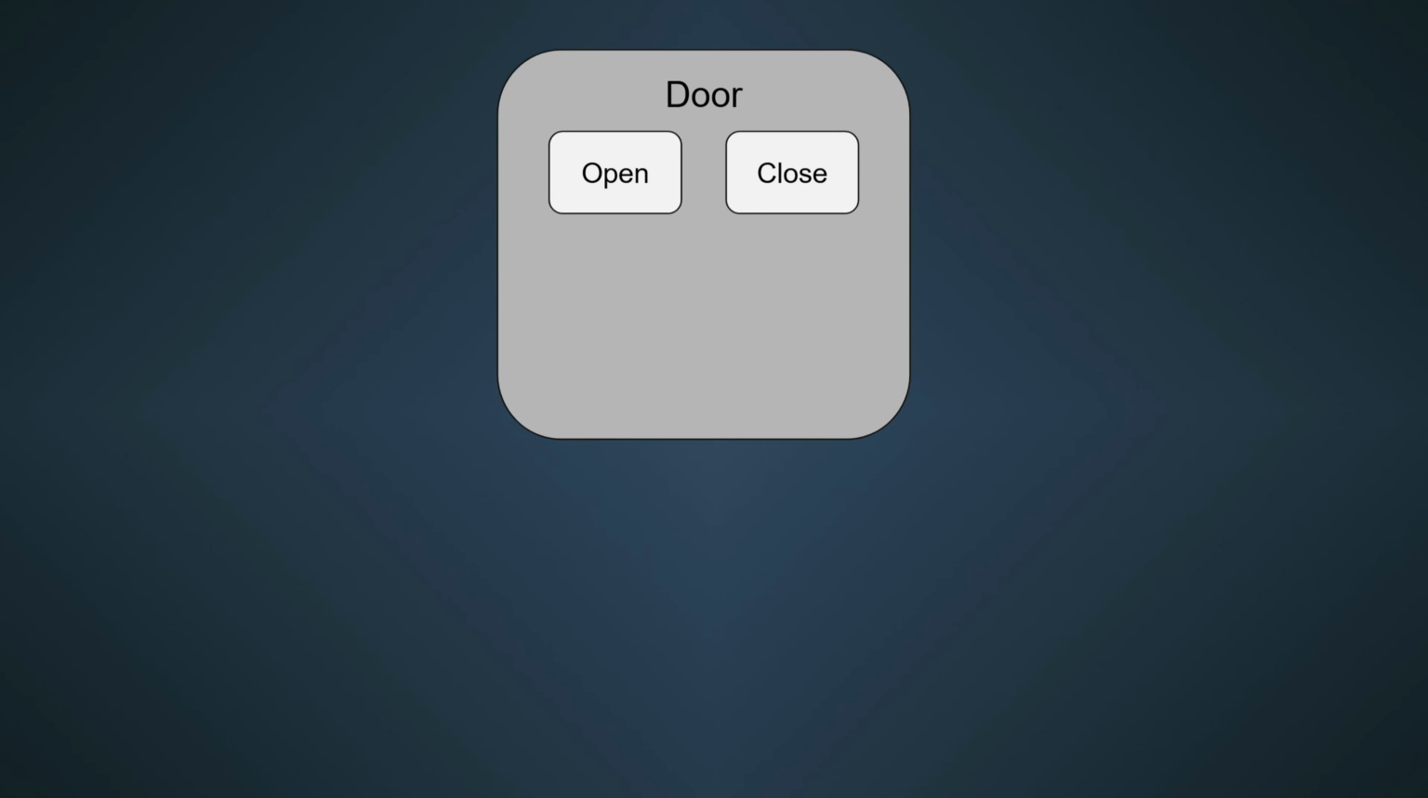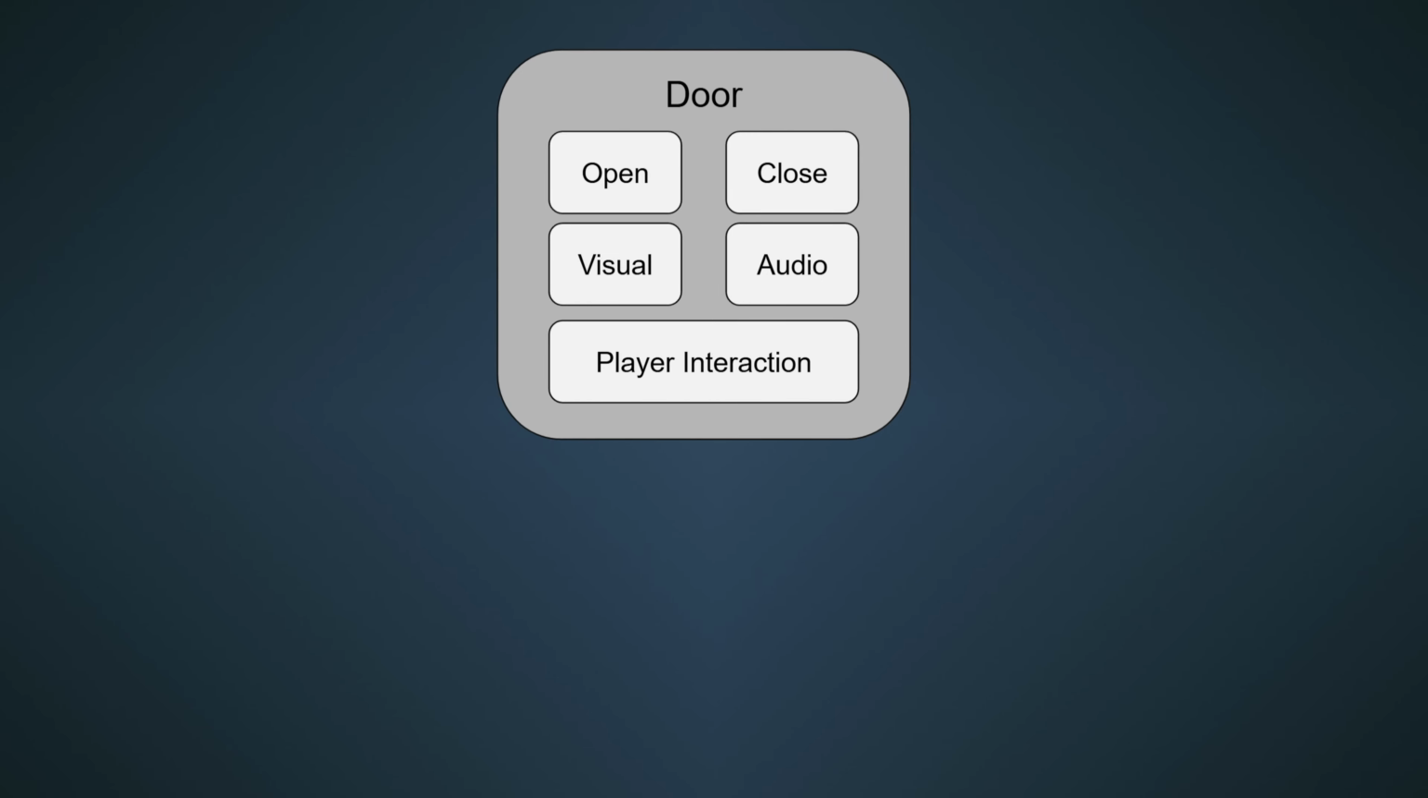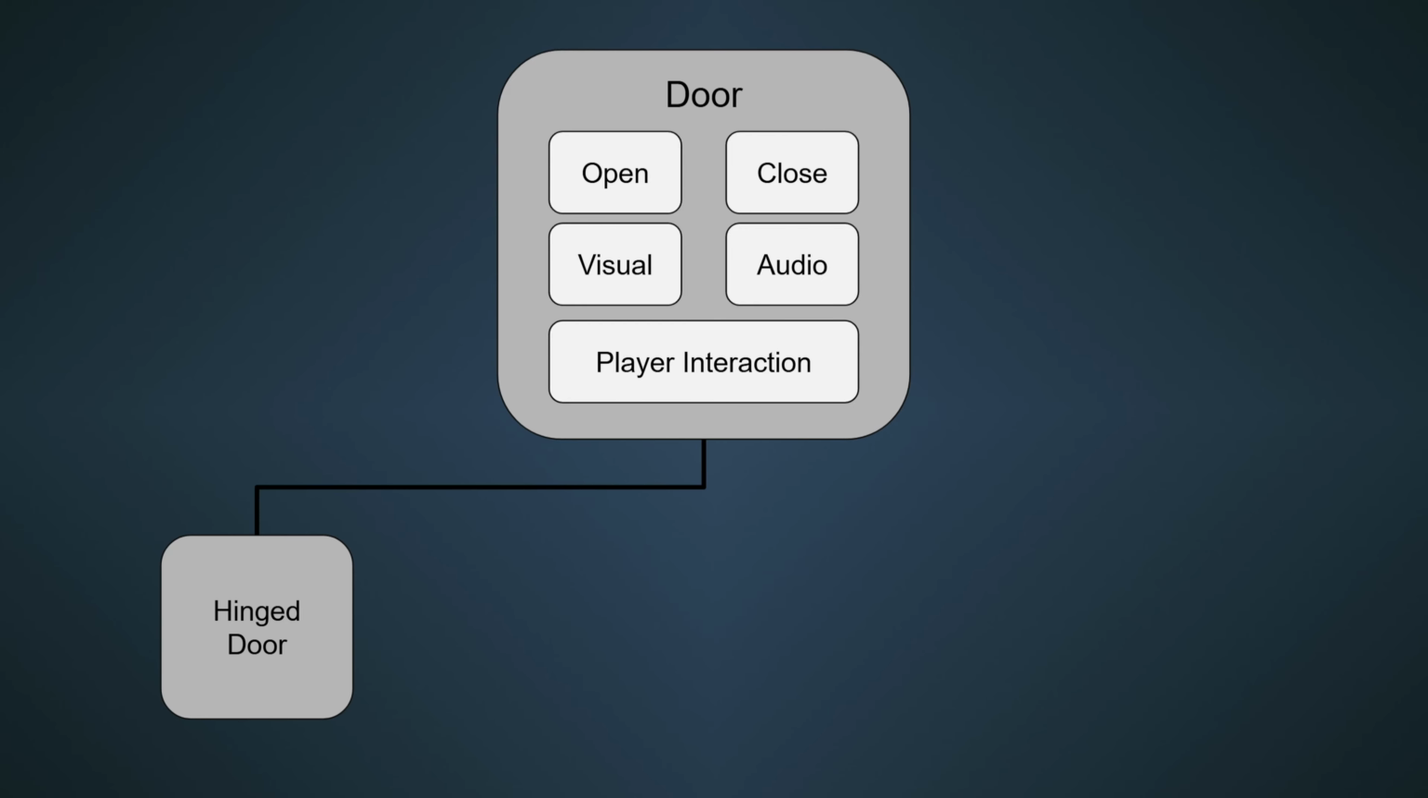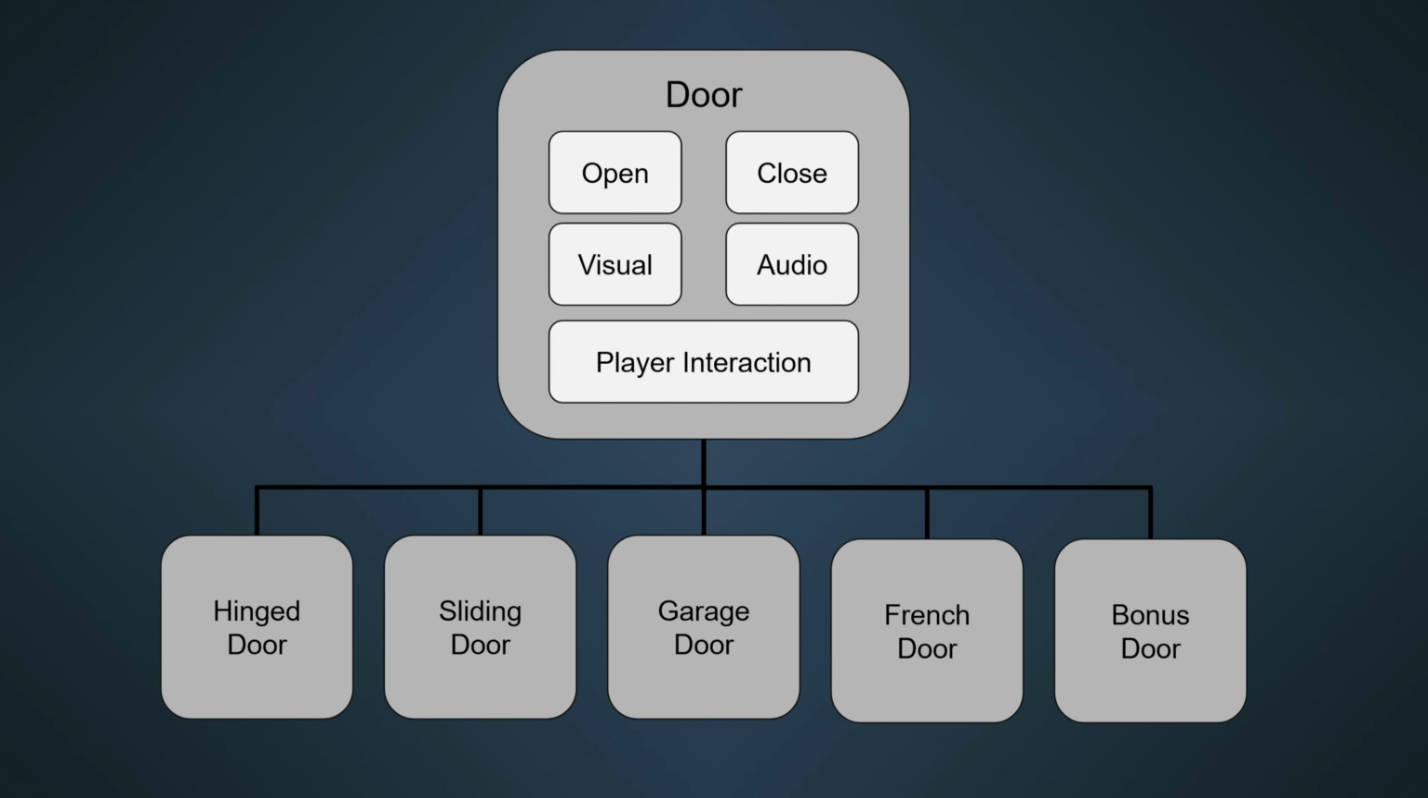This class will include functions that allow us to open and close the door, as well as have some sort of visual and audio feedback for the player. It'll also allow us to have some sort of player interaction so that the player can open the doors themselves. Then from this single door blueprint, we'll be able to create many different kinds of child doors. So in this video, we'll look at hinged doors, sliding doors, garage doors, French doors, and at the end, I'll look at a bonus special door.